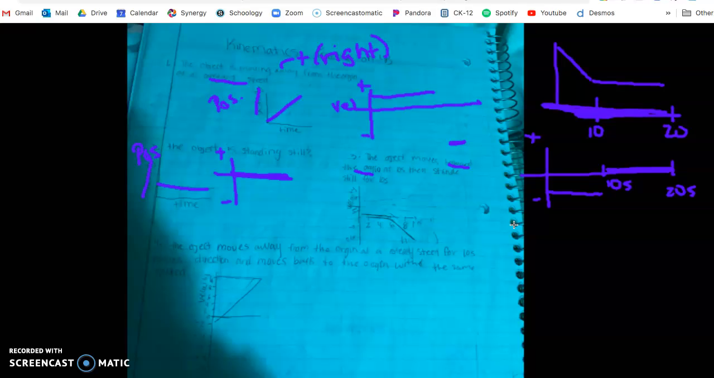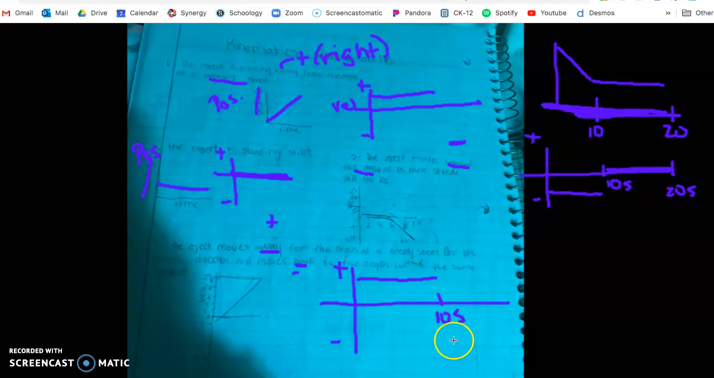So lastly, number 4, the object moves away from the origin. It's going away for 10 seconds and then comes back for 10 seconds. Similar to number 3, or at least how you've written it, if it's moving away from the origin, that's positive. If it's moving back to the origin, that's negative. So for about 10 seconds, it's moving at some kind of positive speed. We don't exactly know the real value, but it's going positive.